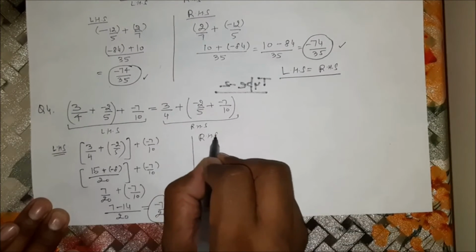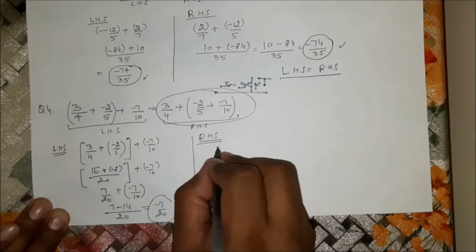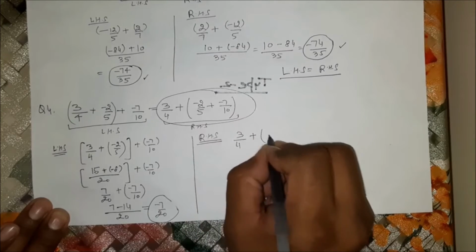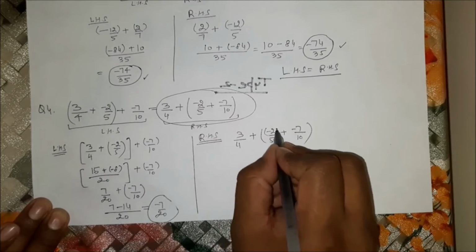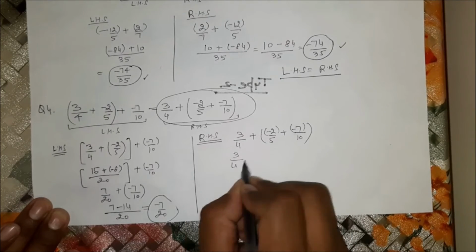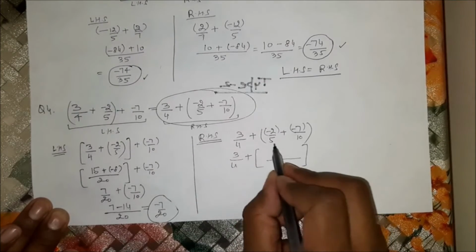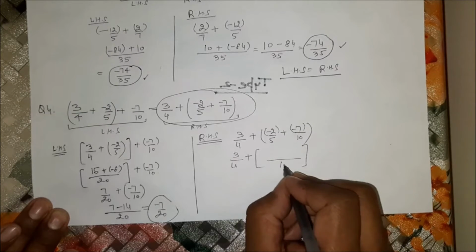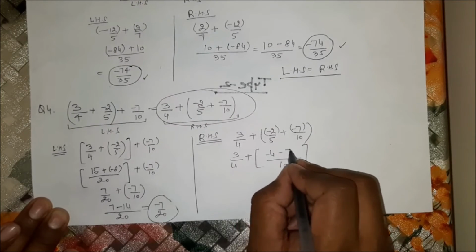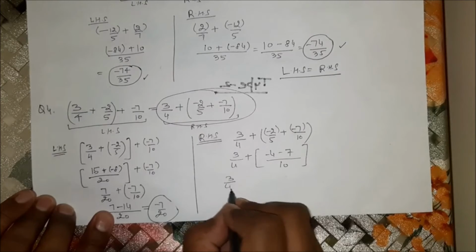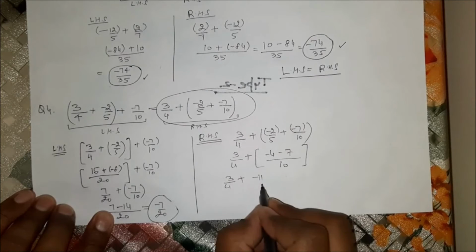Similarly, we will find the value in right hand side. In right hand side, we have this value 3 by 4 plus minus 2 by 5 plus minus 7 by 10. Put the numerator in bracket. Now first term will remain same. We will solve this bracket. We can change the bracket and take the LCM, 5 and 10 LCM will be 10. 5 into 2 is 10, 2 into minus 2 is minus 4, 10 into 1 is 10, 1 into minus 7. So 3 by 4, minus 7 minus 4, they both are negative. We will add them. You will get minus 11 by 10.